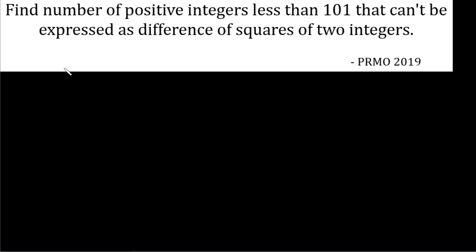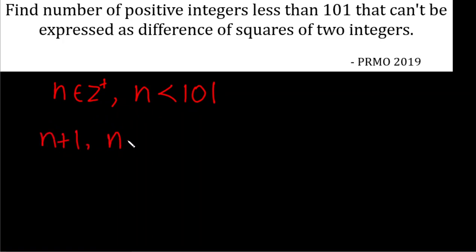So let's define an integer. Let's say n is our integer, n is a positive integer, and let's say n is also less than 101. So since n is an integer, n plus 1 and n minus 1 will both be positive integers. So what have they asked us? They have asked us for the difference of squares of two integers.